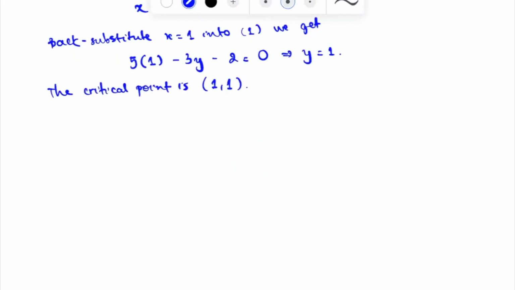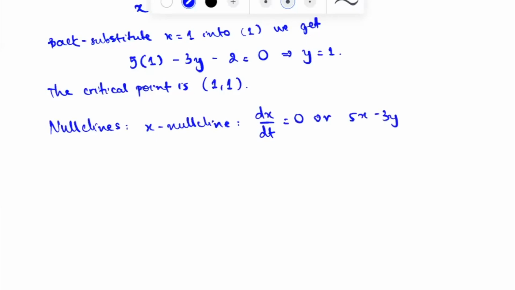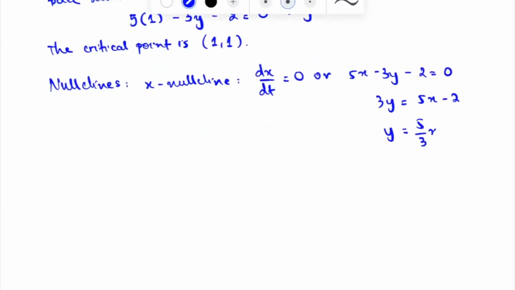Let's move on to finding the nullclines. So for the nullclines, you have the x nullcline. That is, you set dx/dt equal to 0, or 5x minus 3y minus 2 equal to 0. And you solve this equation, right? When you see this equation, you see that this looks like the equation of a line. As a matter of fact, you have 3y equal to 5x minus 2. And if you divide both sides by 3, you get y equal to 5/3 times x minus 2/3.